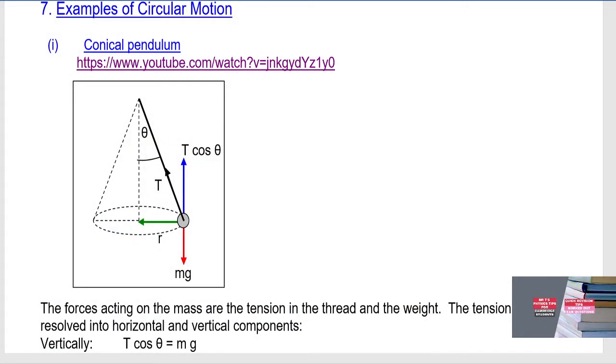So we're going to start off with the conical pendulum. Now in the conical pendulum, you find that the object will be describing a horizontal circle.